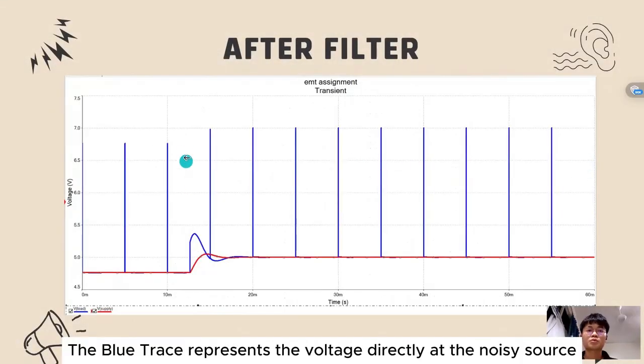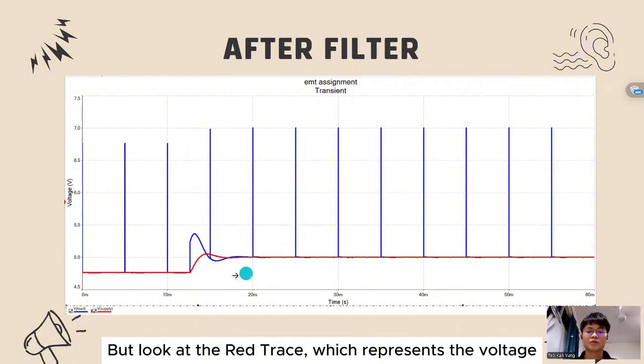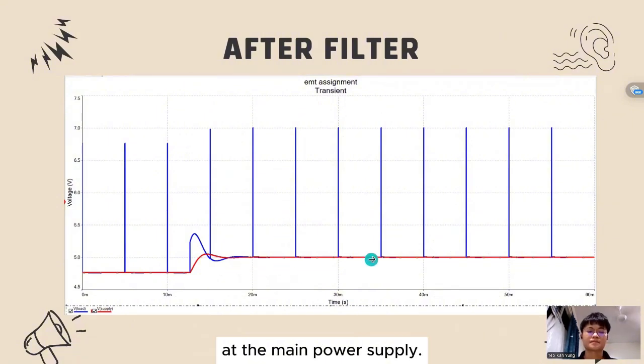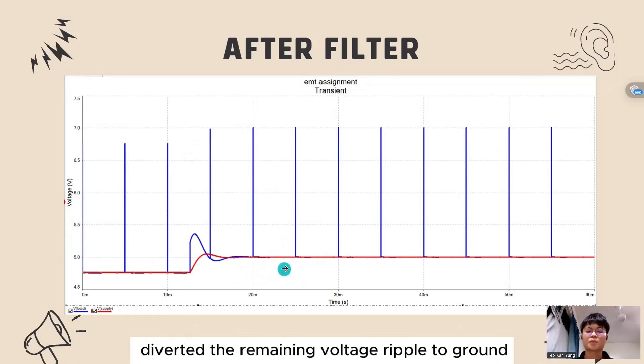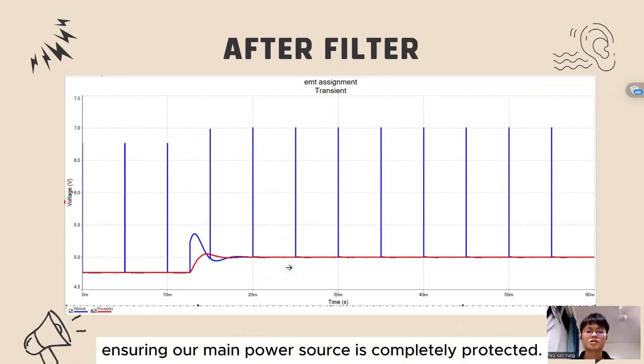Let's look at the result. The blue trace represents the voltage directly at the noisy source, where those spikes are still happening, and look at the red trace, which represents the voltage at the main power supply. It's a completely flat and stable line. The inductor successfully blocked the high-frequency current, and the capacitor diverted the remaining voltage ripples to ground, ensuring our main power source is completely protected.